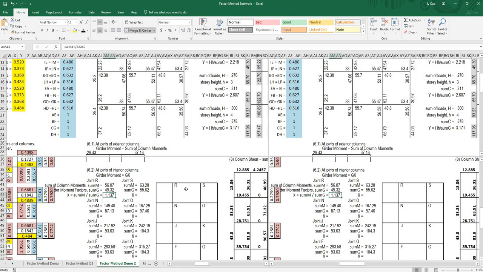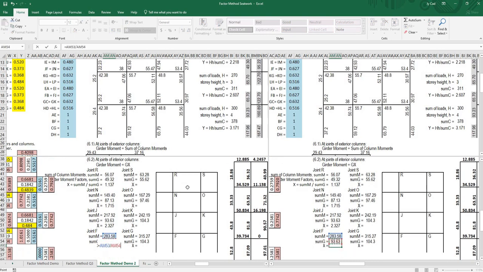Now you can copy this equation, paste it here. Okay? Or kung ayaw mong i-paste, you just click equal sign sum M divided by sum G. Yan, sum M divided by sum G. 283.58 divided by, yan. Tapos 315 divided by 104.